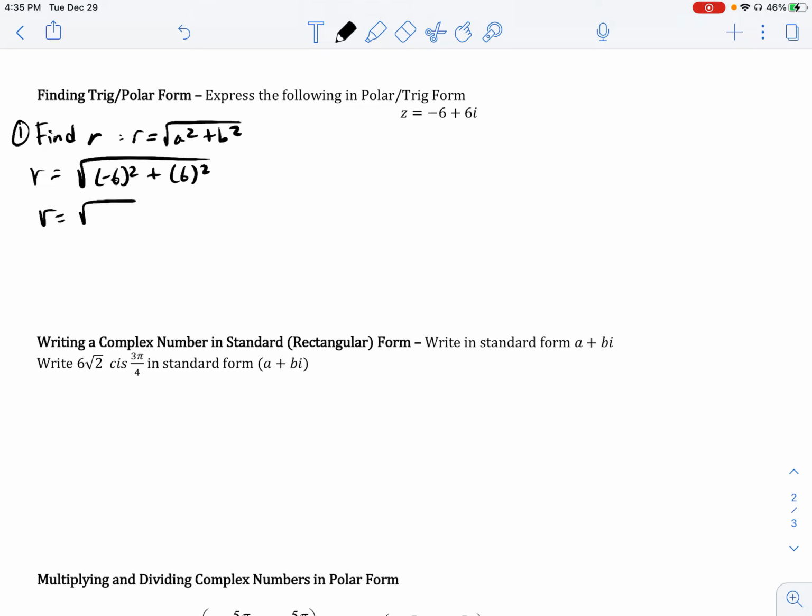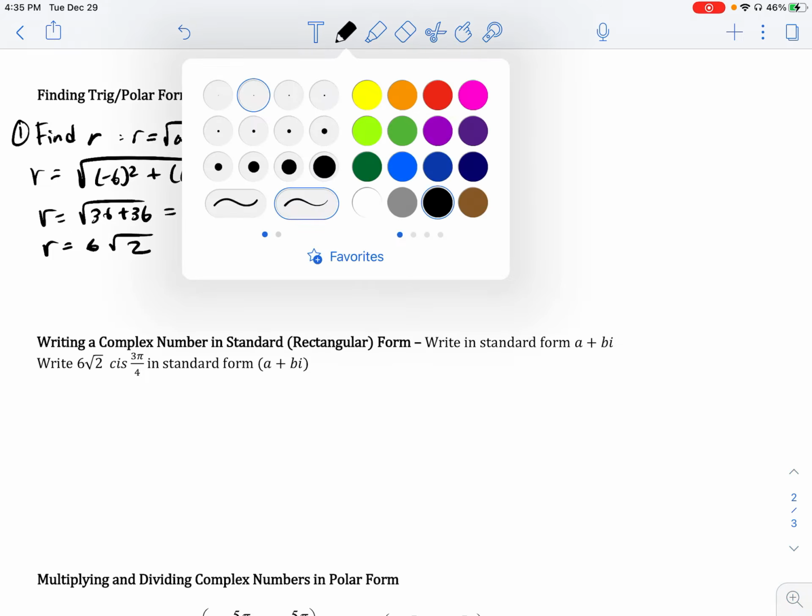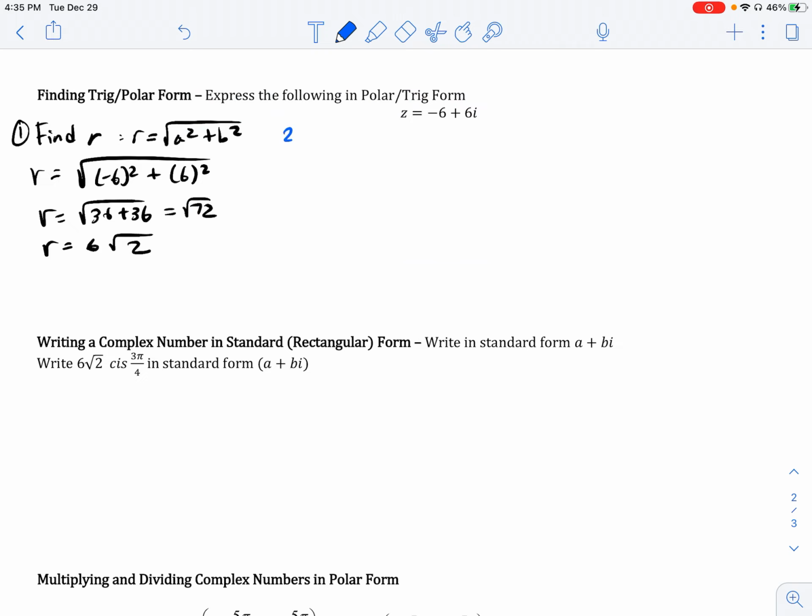So r is equal to 36 plus 36. That gives us 72, and we can actually simplify that further. We can say r is equal to 6 root 2. Okay, next, and let me do this in a different color. Second part is for us to find our angle theta. Let's find theta. In other words, if we treat this complex number like it's a vector, we're finding its magnitude and its direction angle.